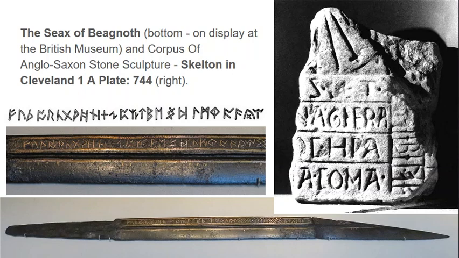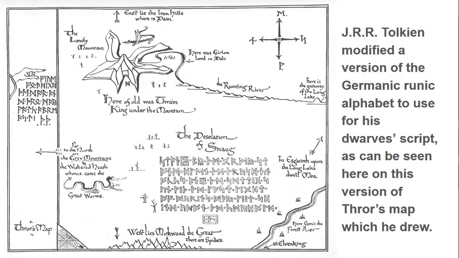Here is a less exciting one, but it's still pretty good. This is the Seax of Beagnoth, and weirdly enough, it just has the Futhorc alphabet written out in the Futhorc order, and then it has the guy's name, Beagnoth. And on the right we have an Anglo-Saxon tombstone which shows you some writing in runes and some writing in the Roman script, showing how they would often be fused together in the same artifact.